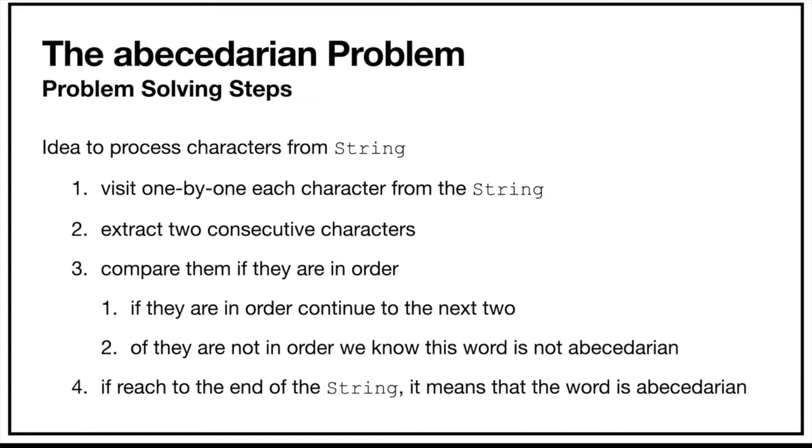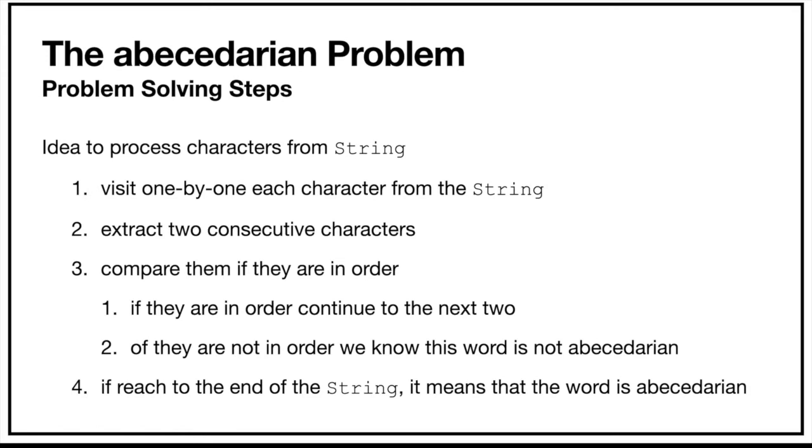The third step is that we need to compare them to see if they are in increasing order, in this case, alphabetical order. If it happens to be in order, then we continue with the next two and so on. Now, if it happens that they're not in alphabetical order, then at this point we identify right away that this word is not abecedarian.